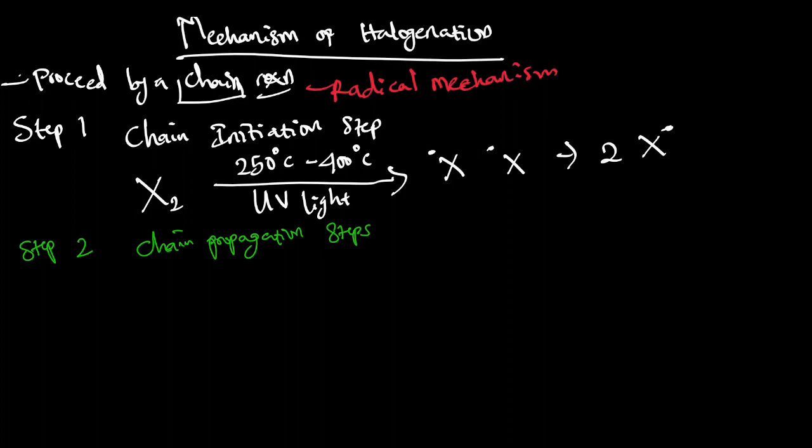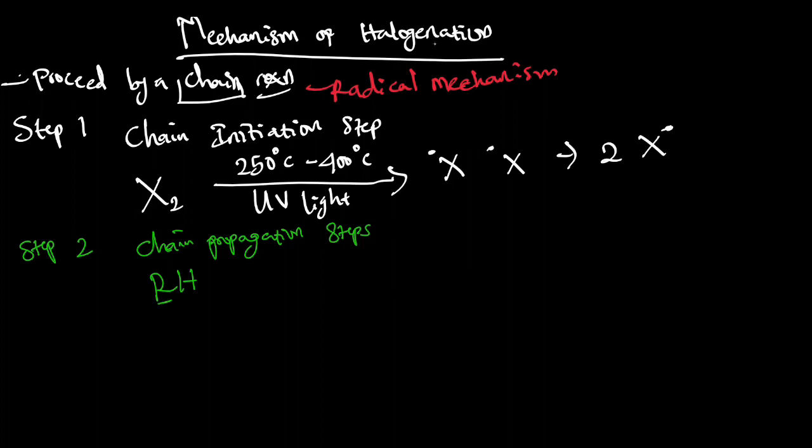How does this chain propagation step work? It's just like the continuation of the chain reaction. We have radical presence in this reacting system. Therefore, it will keep on going until it finds a place to rest. Remember, we are reacting it with alkane. Alkane can be represented like this, RH.